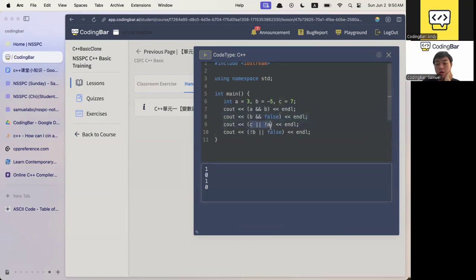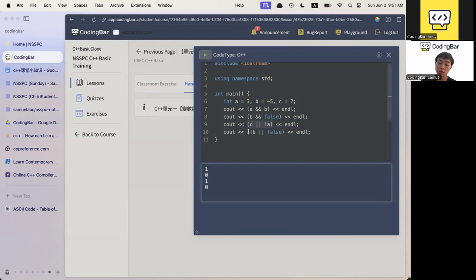How about C or not A? So first, what is A? A is 3, right? So 3 will be converted into true. Not A means not true. Not true will be false. C is 7. 7 will be true. True or false? Because there's a true here, this is calculated into true.